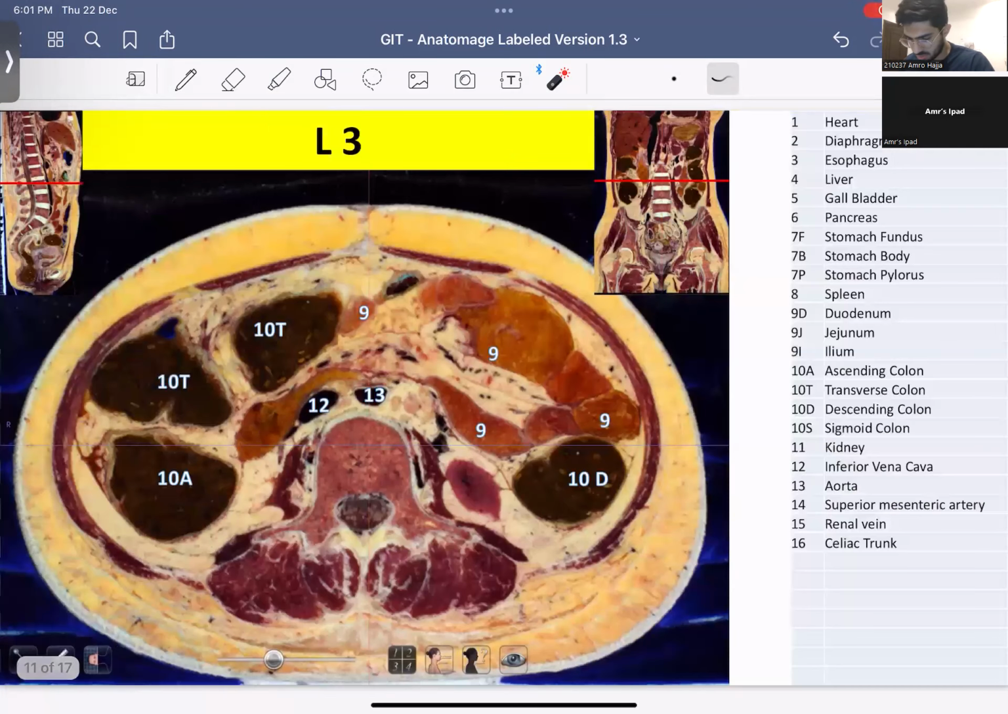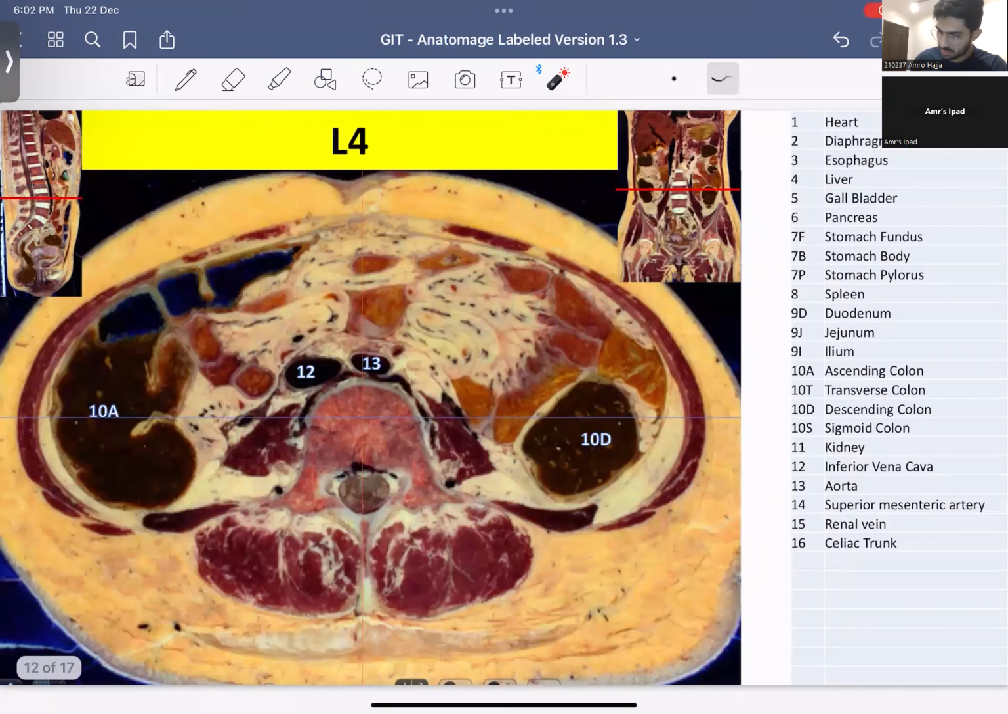L3, how to know that this is L3? We mainly have the large intestine and small intestine: ascending, transverse, descending colon, and the color of feces. The orange color is going to be the area of the small intestine. This is the inferior vena cava, and here we have the descending abdominal aorta. Now moving on to L4.